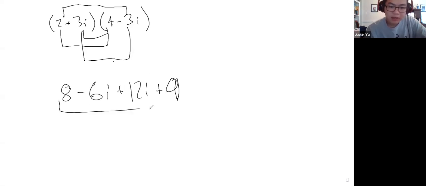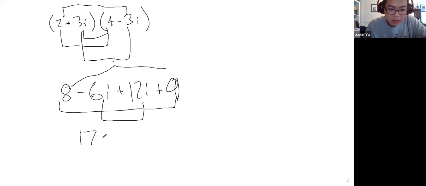So how do we combine these terms? All right, these look very different. So we're going to have to use our best judgment and combine like terms. These are real numbers and these are imaginary numbers. So we should combine that to get 17 and combine this to get 6i. Just like that, we have an answer.